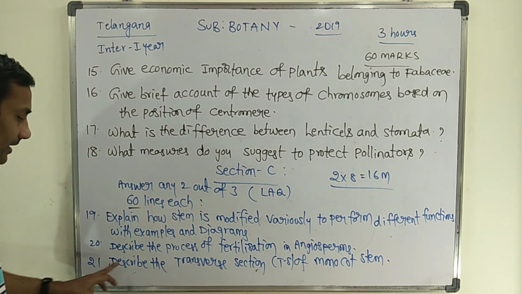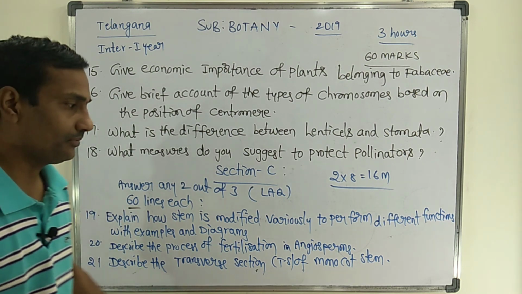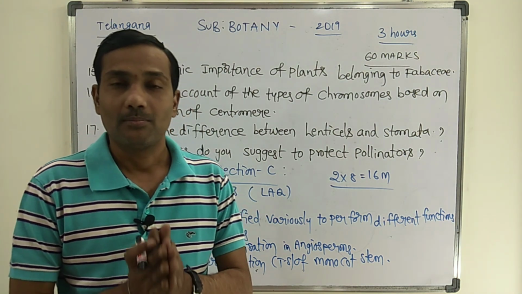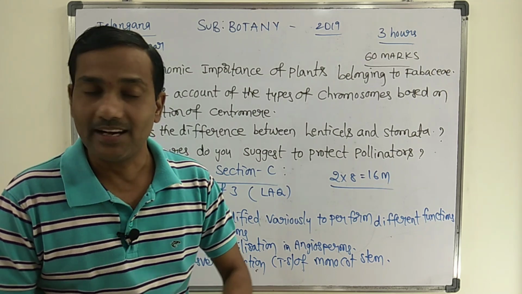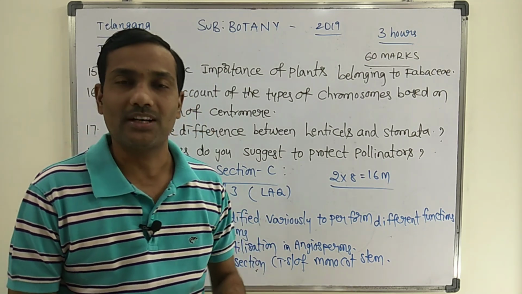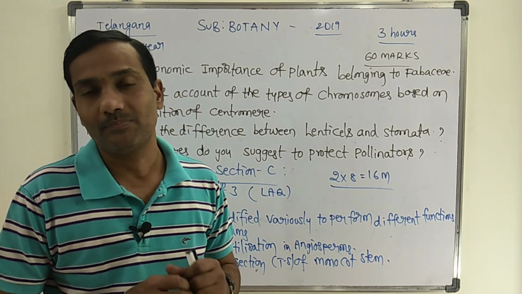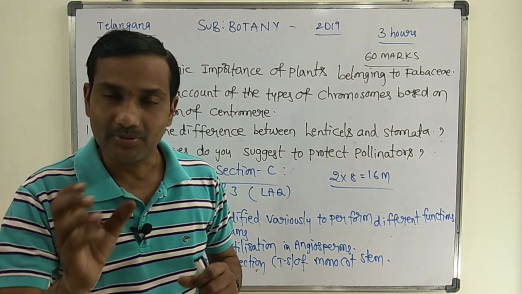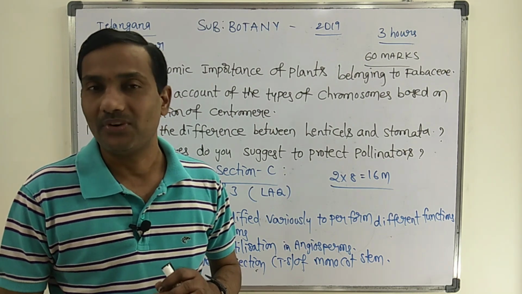The last question: describe the transverse section of monocot stem. For this anatomy long answer question on monocot stem, 3 marks are for drawing the diagram and 5 marks for describing the answer.